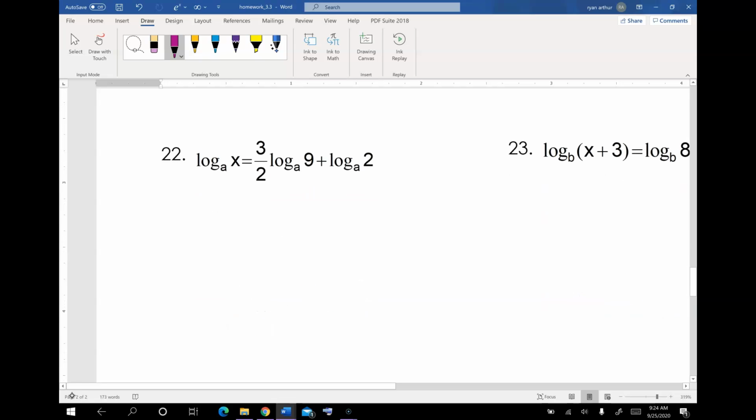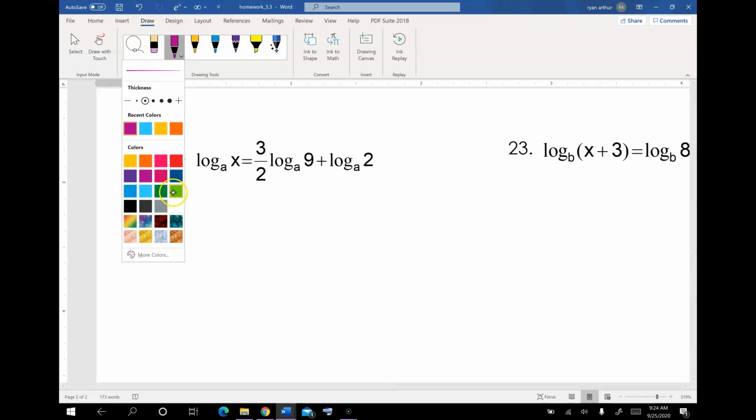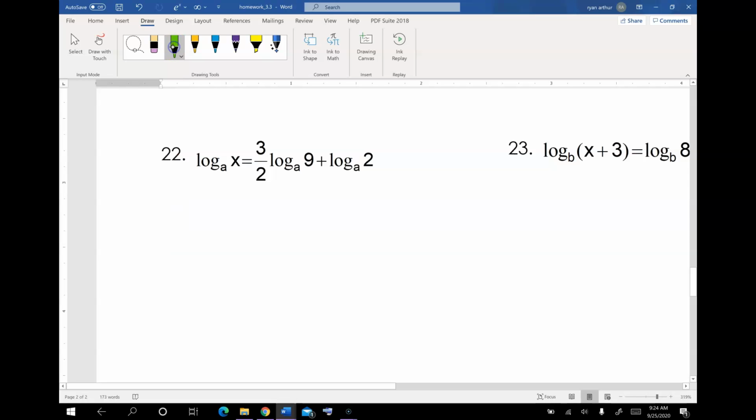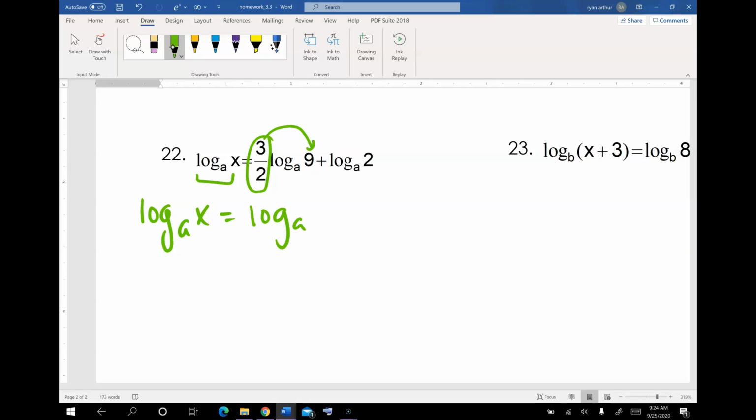All right. Let's do 22. Okay? 22. Anytime you have multiple logs on one side, you got to condense it. No matter if you're converting or canceling stuff out, you got to condense it. So the left-hand side is good. So it's going to be log base A of x is equal to, now, this number out front, I need to make it an exponent. And it's going to be log base A of 9 to the 3/2 plus log base A of 2.